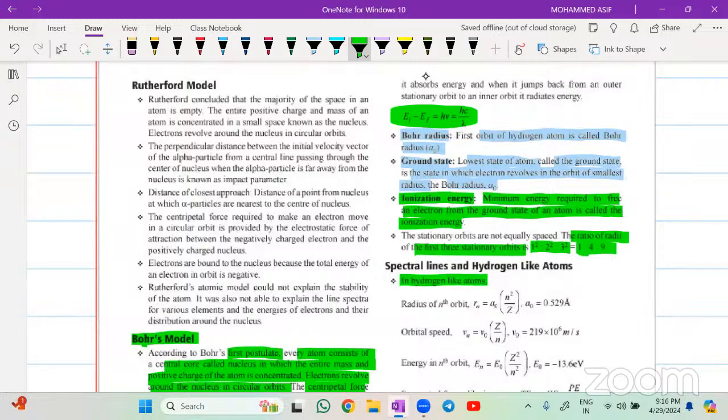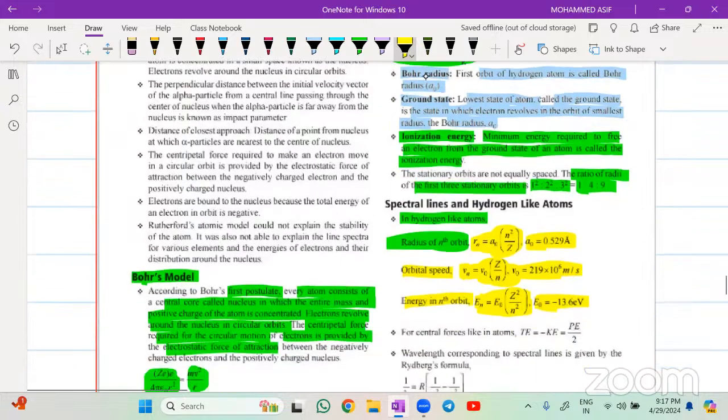So in a hydrogen-like atom, the radius of the nth orbit is given by the formula Rn is equal to R naught n square divided by Z. R naught or A naught value is 0.529 angstrom. And orbital velocity Vn is equal to V naught Z by n, and V naught value is 2.19 into 10 power 6 meter per second. Energy of nth orbit En is equal to E naught into Z square by n square, and E naught value is 13.6 electron volt.